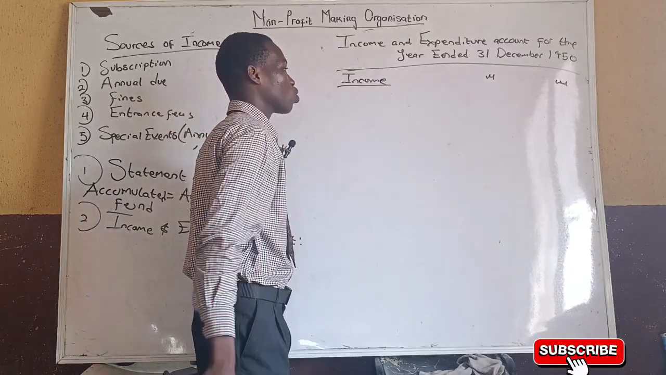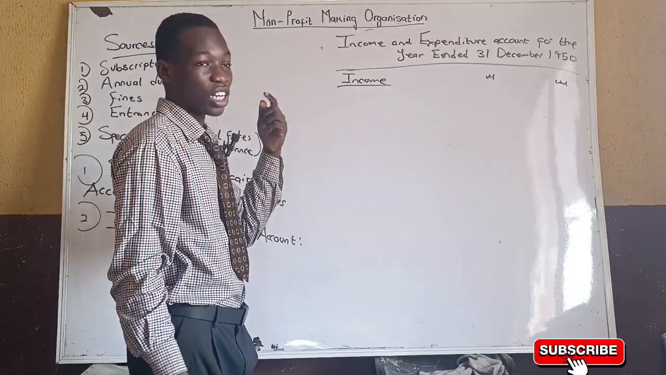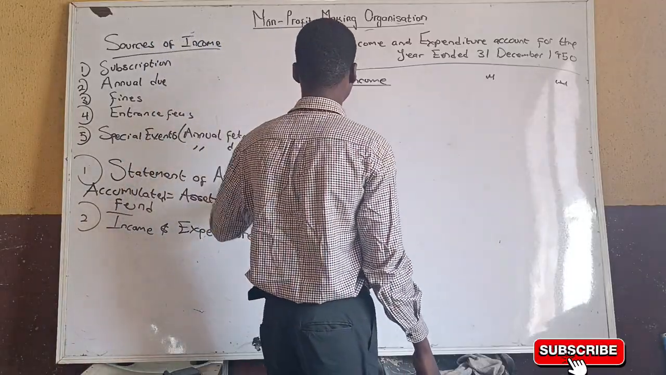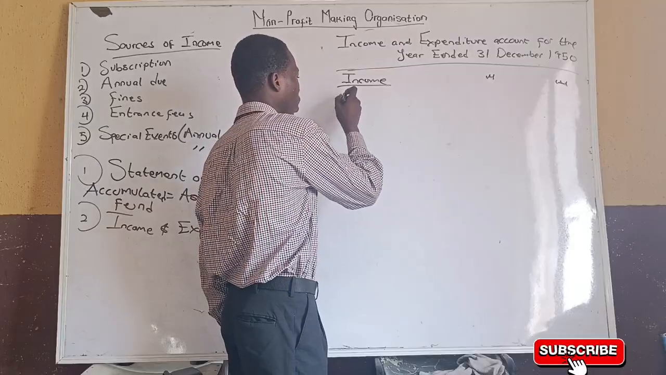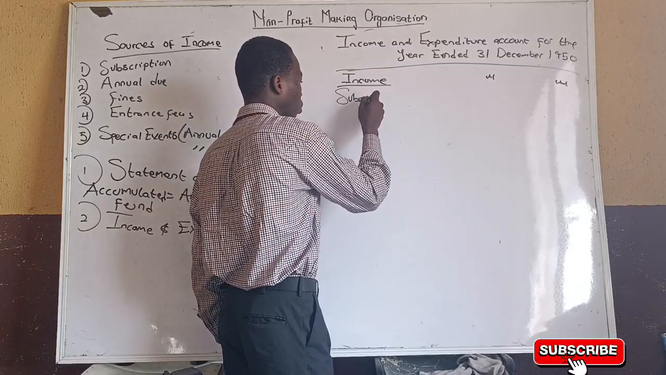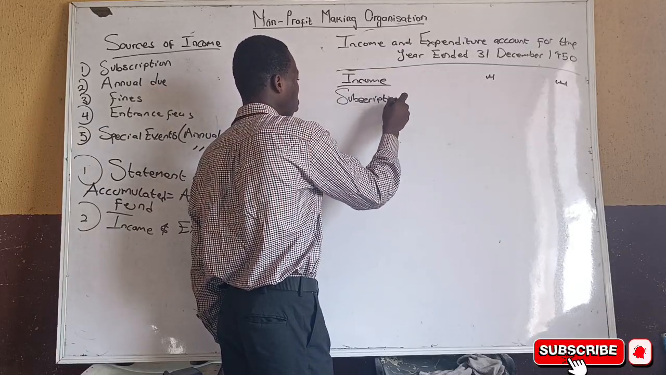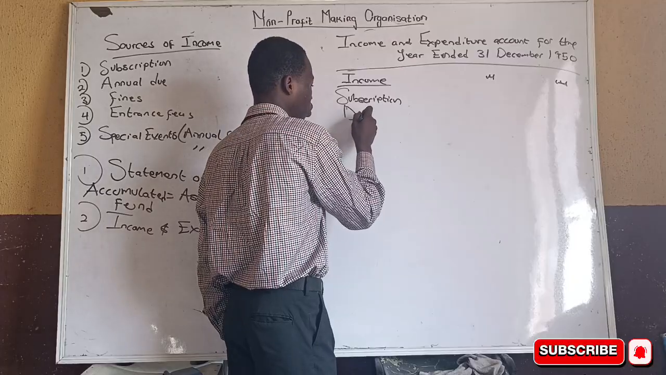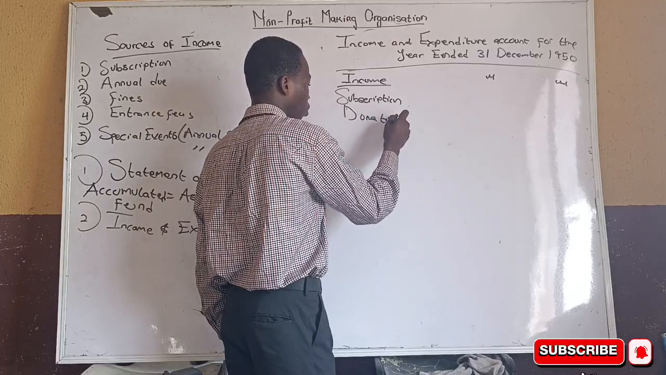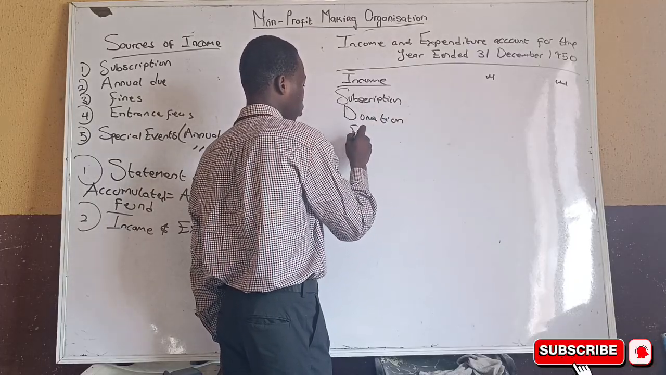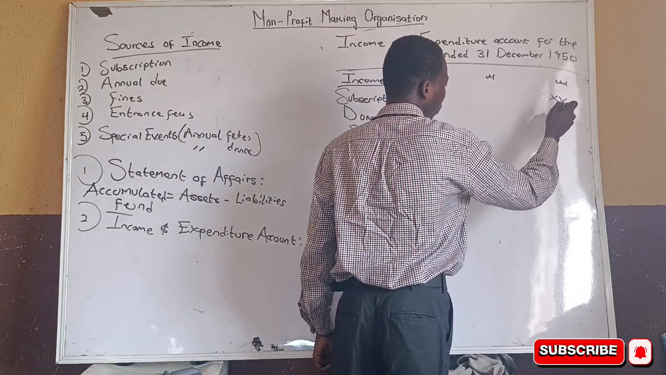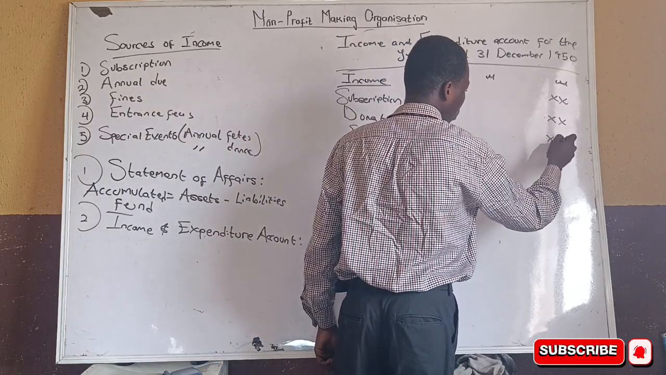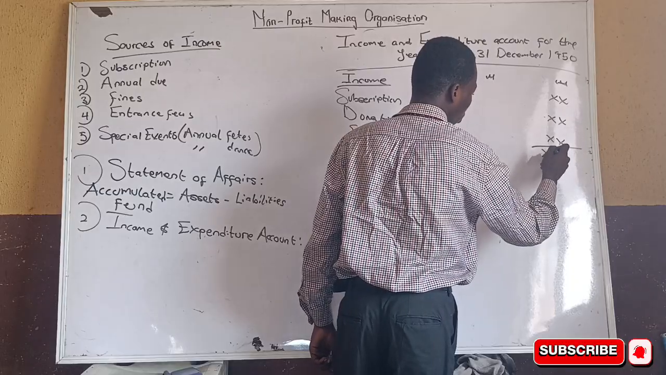Starting with your income. So what are the income? Income is you can see the sources of income. So all this can serve as income for the not-for-profit making organization. So example, we have subscription. We have donation. I didn't write donation there, so donation is among. We have fines and so on like that. So the amount is going to be transferred to this place. Then the total you are going to have it here.